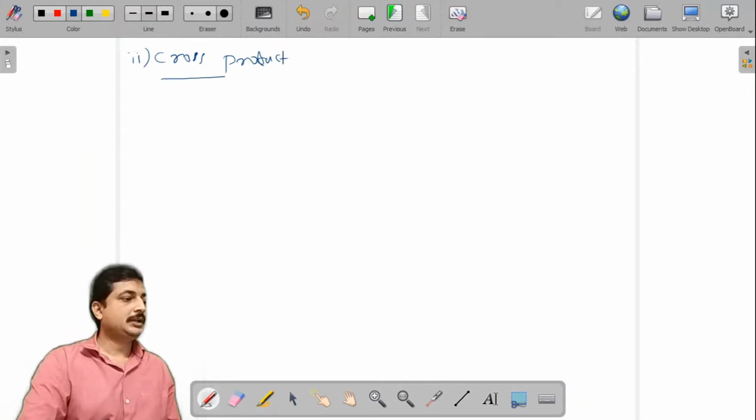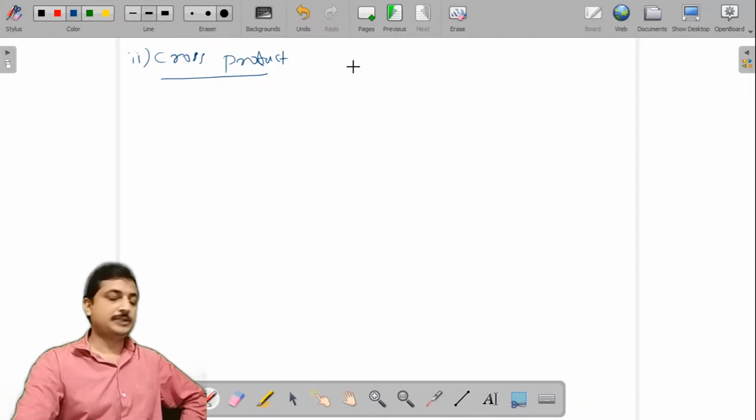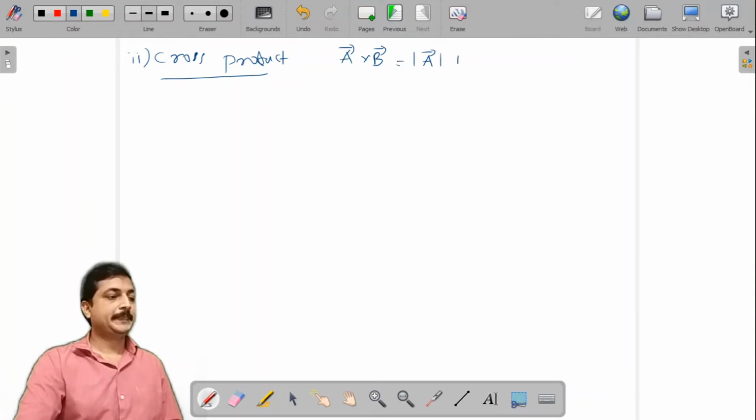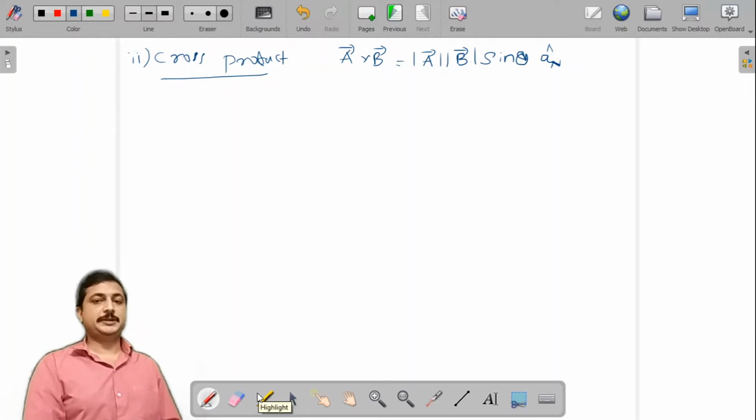So from the definition, how do we write the cross product? From the definition of the cross product, we know that A cross B is the magnitude of A, magnitude of B, sine of the smallest angle between them, sine theta, and the direction of the vector formed. Agree? So this is the mathematical expression for the definition of the cross product.